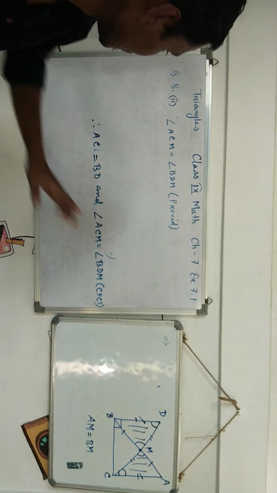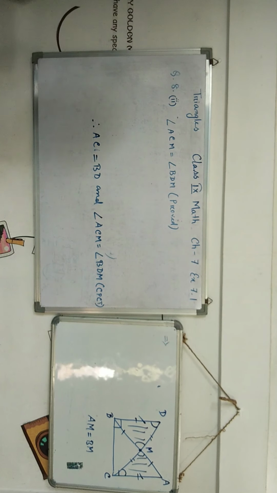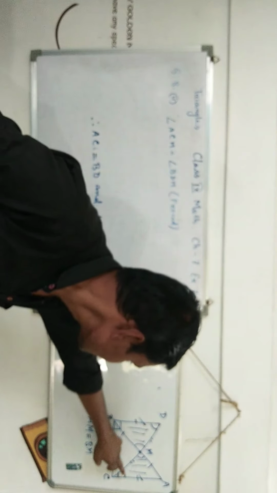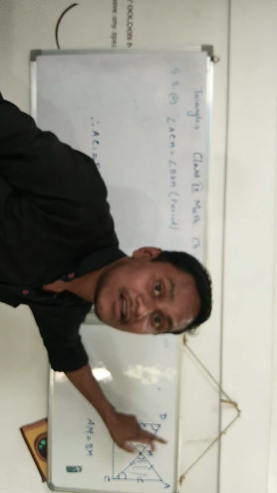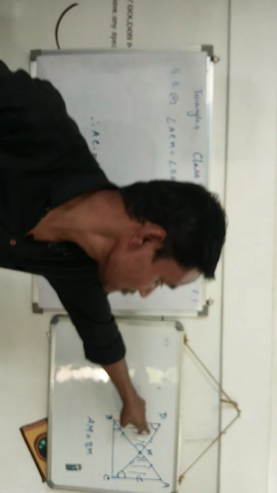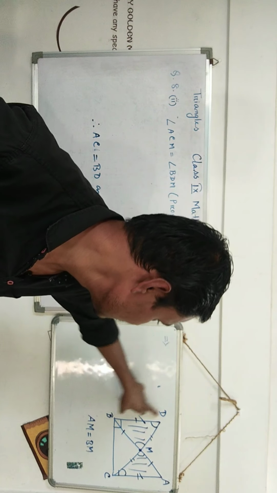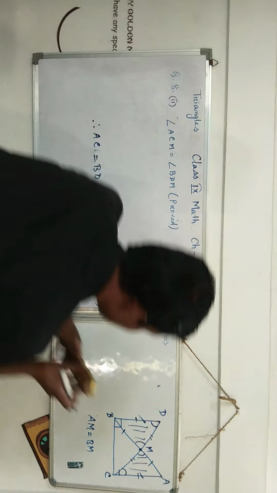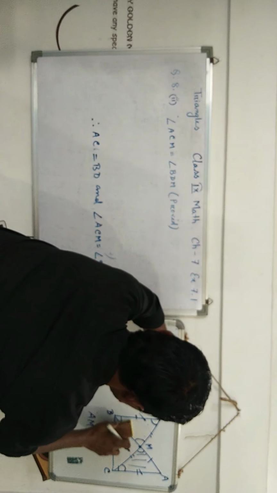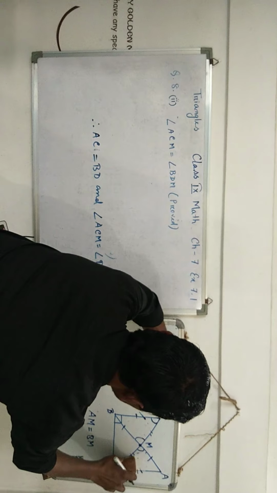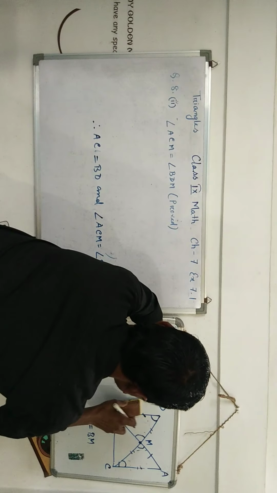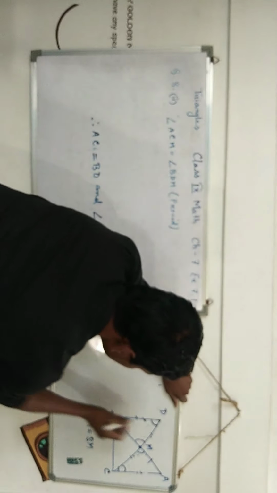Angle ACM is equal to angle BDM. Now look at this angle and this angle. These two angles seem to be alternate angles, if I am not wrong. Look at this angle BDM and look at AC. These are alternate angles. If I look at the two angles, they will be similar. This one and this one are alternate angles. Okay.